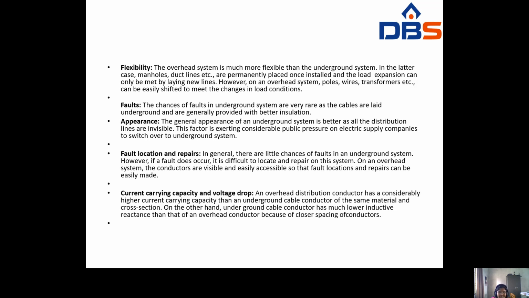Next one, current carrying capacity and voltage drop. An overhead distribution conductor has a considerably higher current carrying capacity than an underground cable conductor of the same material and cross section. So if you take conductors of the same size, material and cross section, an overhead conductor has a considerably higher current carrying capacity compared to the underground cable.